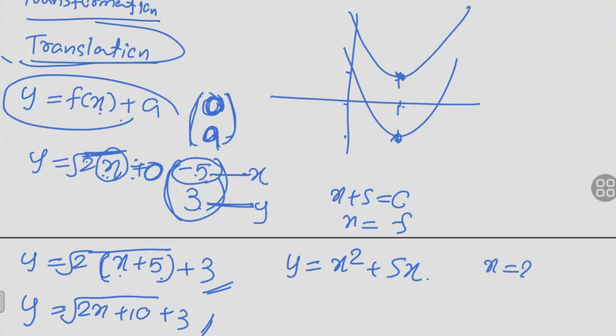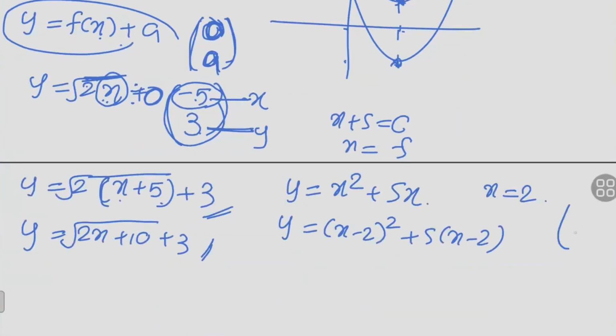X-axis wise 2 units. So then you can write y equals x minus 2 squared plus 5 times x minus 2, right? So translated by 2 units, let's say this is 2 comma 0. Then you can write the equation after translation: x squared minus 4x, 5x is x, plus 4 minus 10 is minus 5, right? This is the answer.